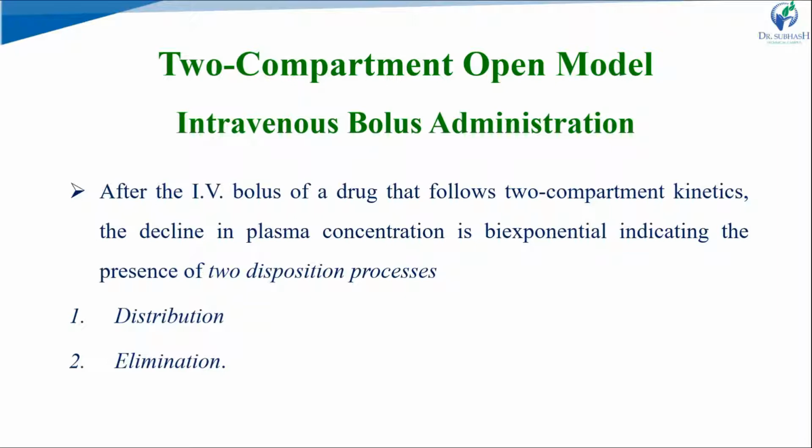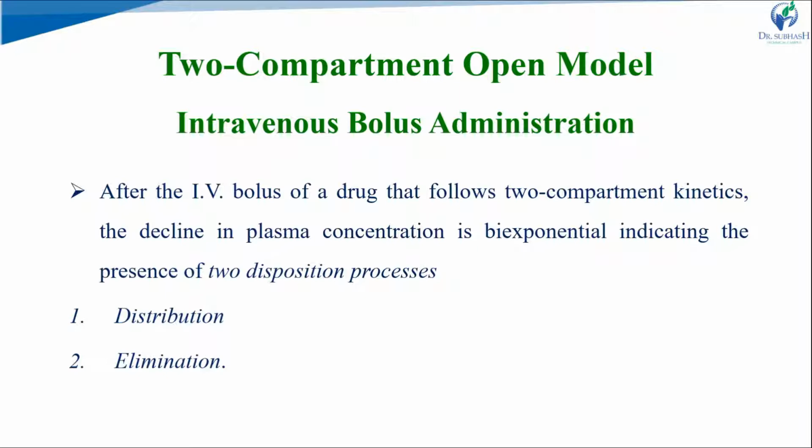Similar to the one compartment open model, where we have already seen IV administration, IV bolus, and extravascular administration, the same applies to the two compartment open model. After an IV bolus of a drug that follows two compartment kinetics, the decline in plasma concentration is bi-exponential, indicating the presence of two disposition processes. The first is distribution, and the second is elimination.